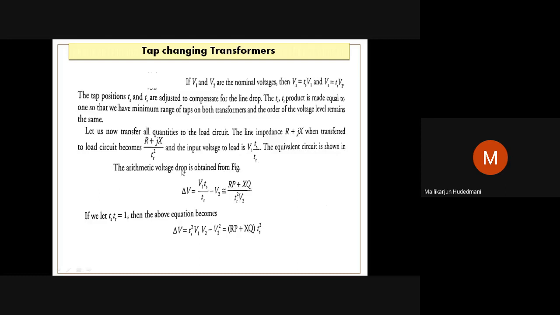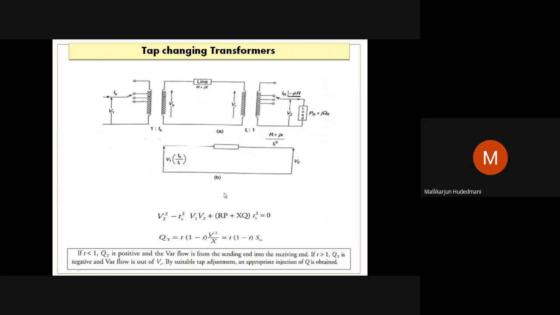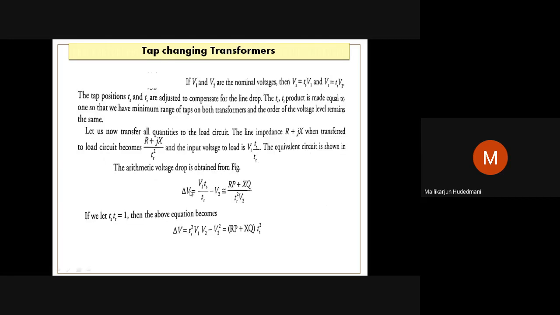The arithmetic drop, the voltage drop, is obtained from that diagram as delta V. Because this is the drop, I have to compensate by changing TS and TR such that this drop is addressed by the transformer and a certain expected voltage V2 is maintained. In that respect, you can see the sending end voltage for the model is V1 TS by TR minus V2, which is nothing but this one. V1 TS divided by TR minus this V2. Now that becomes a differential voltage between the sending and receiving end side, written here as delta V.